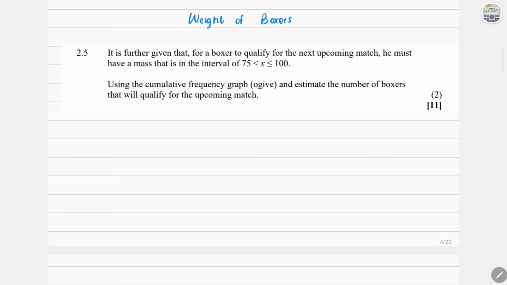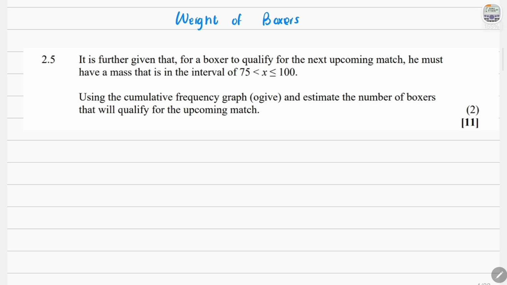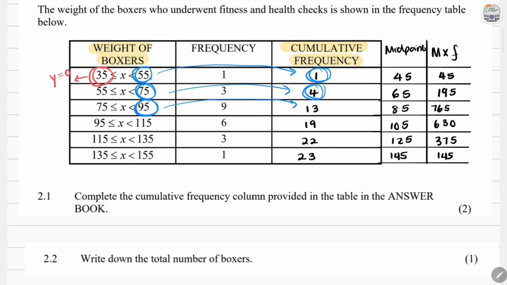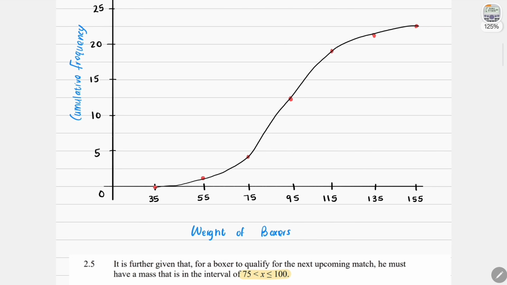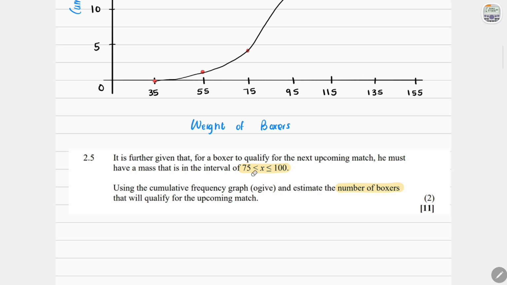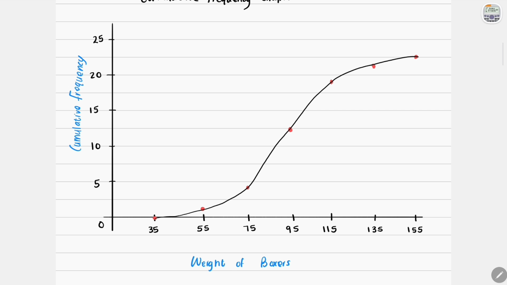Question 2.5 says, it is further given that for a boxer to qualify for the next upcoming match, he must have a mass that is in the interval of 75, so greater than 75 but less than or equal to 100. Using the cumulative frequency graph, the ogive, estimate the number of boxers that will qualify for the next upcoming match. We can only use it because you see that this one ended with 115, so not 100. So using the ogive to find out the boxers that will qualify. You qualify if you fall within this amount.